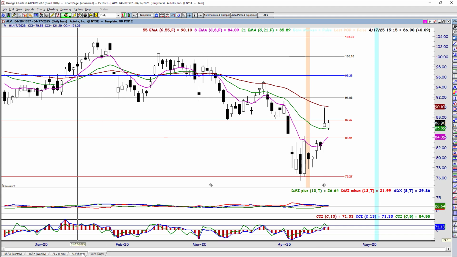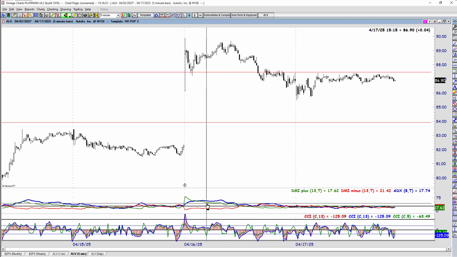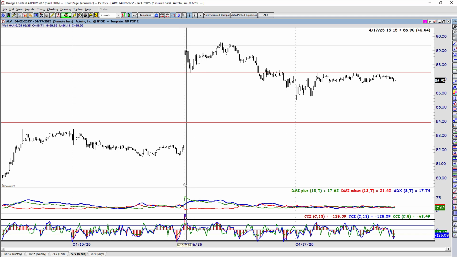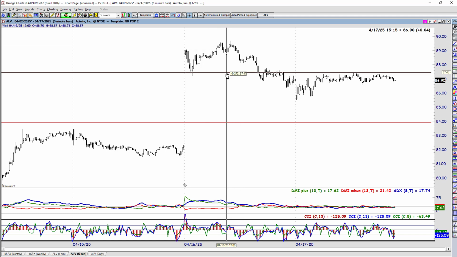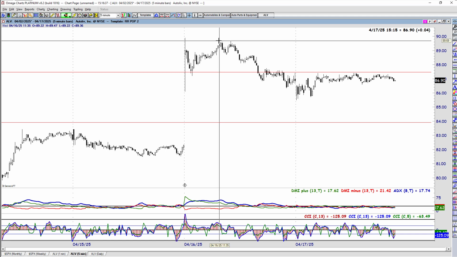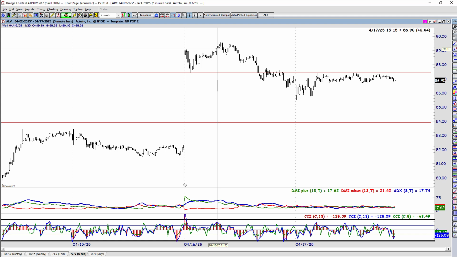Let's just go take a quick look at the 16th and just see what it looks like for kicks and giggles. We got above, we retested, we bounced, right? You manage the trade, there's your double top. You fail, you're out. So you're in this trade at 88. You're out of this trade about 89, 88 and 3/4.